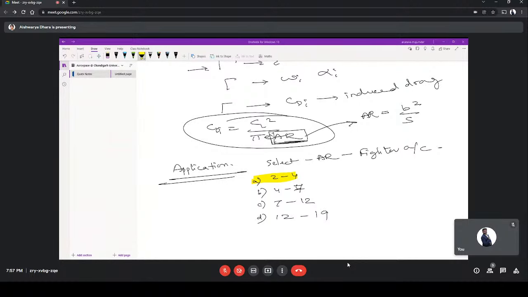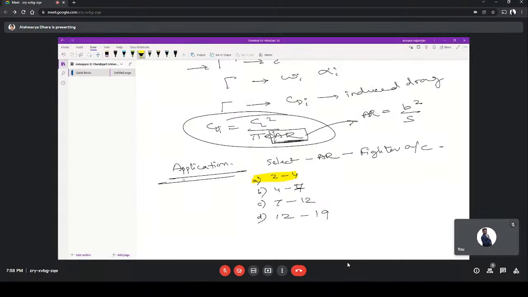Now, first and foremost is what will happen if the aspect ratio increases. Most of the fighter aircraft you might have seen use a delta wing. No doubt there are different types of delta wing, but they use delta wing. Now, why? What's the purpose of having a delta wing and very low aspect ratio? First of all, they need to maneuver. They need to increase the maneuvering capability, right?